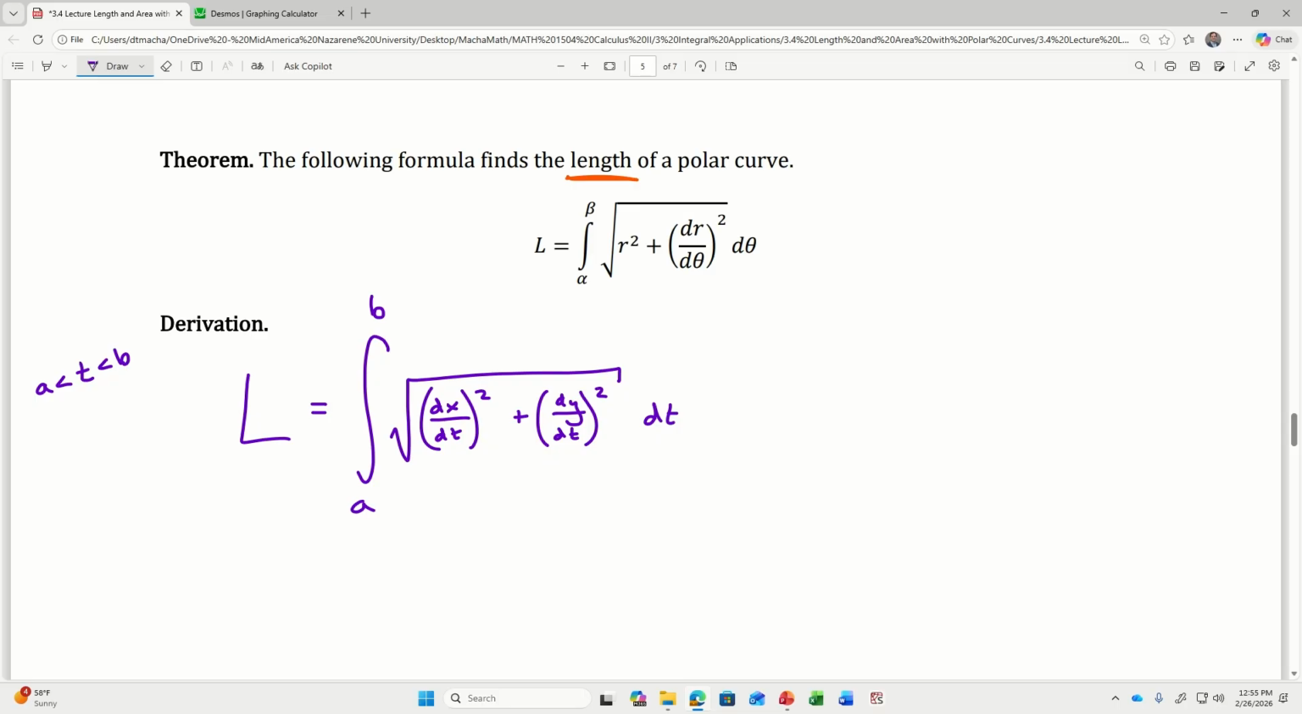And so I think it was last time we met on Monday, we derived this formula. We drew a picture with the Pythagorean theorem, and we explained how it's kind of like approximating a curve with a bunch of tiny line segments. And each line segment was the hypotenuse of a right triangle, and that's why we ended up with the integrand that we have.